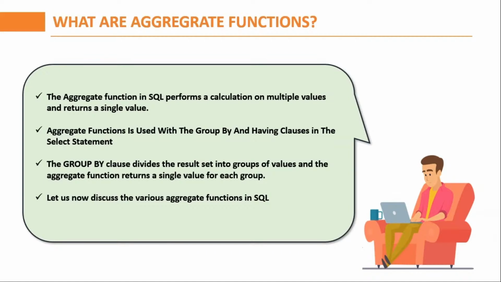They work with groups of rows and return all the possible results based on these fields or columns. These aggregate functions are basically used with the group by and having clause in the select statement. The group by clause basically divides the result set into groups of values, and aggregate functions return a single value for each group. That means the group by basically identifies all the records that are present in a particular field or a column and combines them into a single set. Now that we have understood what aggregate functions are, let us go through the various aggregate functions that are present in SQL.